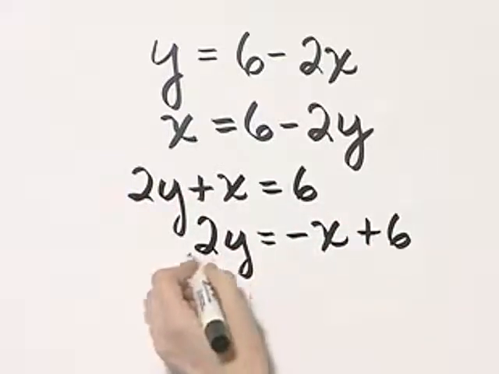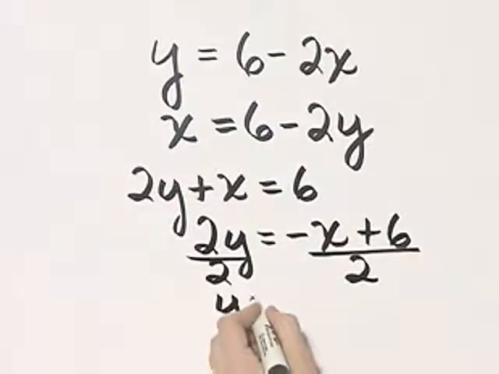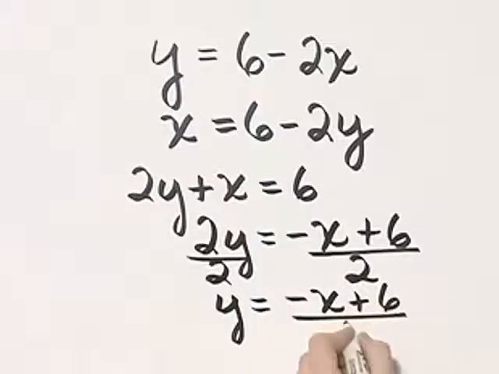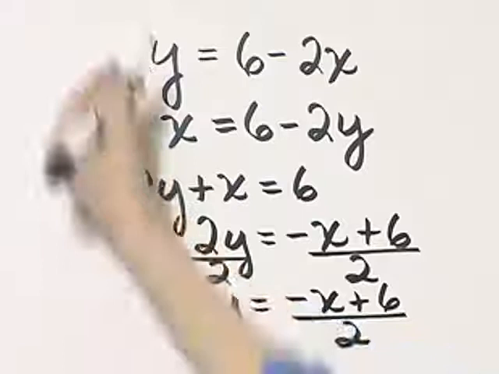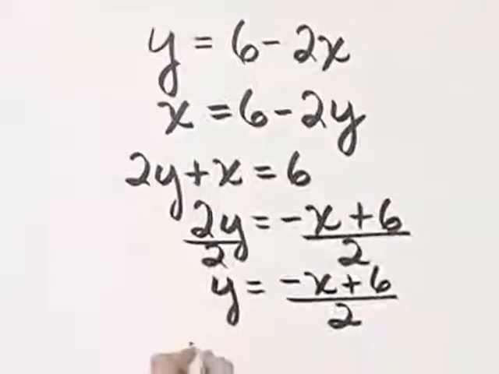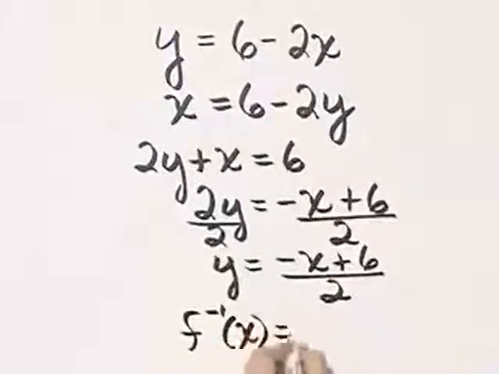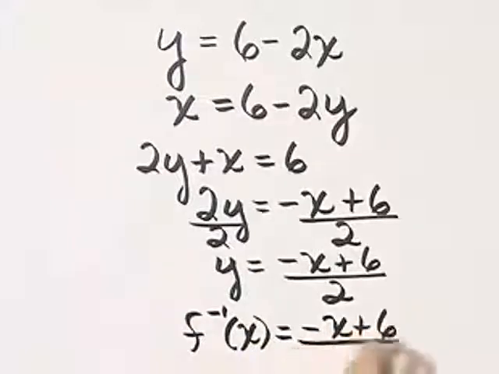To solve for y, I'll divide both sides by 2, and I'll have that y is equal to negative x plus 6 all over 2. Let's suppose this is our function f of x. Then to show that this is the inverse of f of x, we will write f inverse of x, simply a notation, and that equals negative x plus 6 all over 2. This is the inverse of our original function.